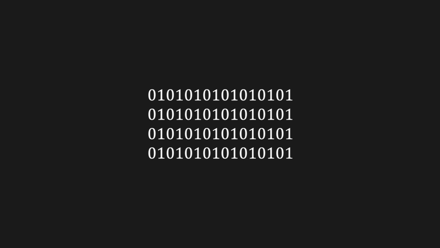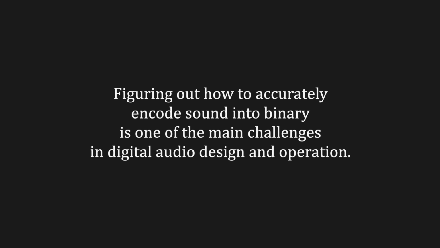While humans use the base 10 system, numbers 0 to 9, digital computers and audio devices work more efficiently with the base 2, or binary system. This system only needs two states to show whether an electrical signal is on or off, represented by 0 and 1, called bits. To process any kind of information, such as turning an audio signal into digital form, a digital processor converts it into binary numbers. Figuring out how to accurately encode sound into binary is one of the main challenges in digital audio design and operation.